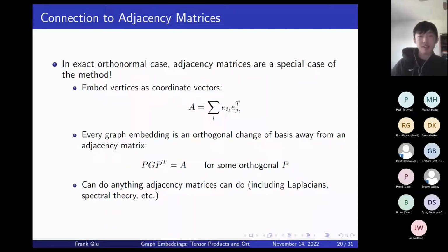I'm not going to get into it, but there are a lot of cool things you can do with our graph embedding method.